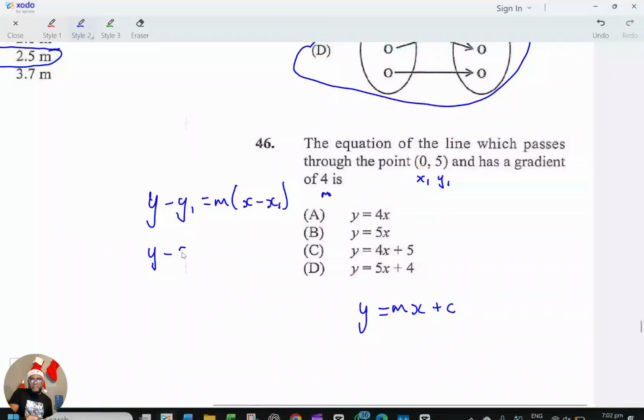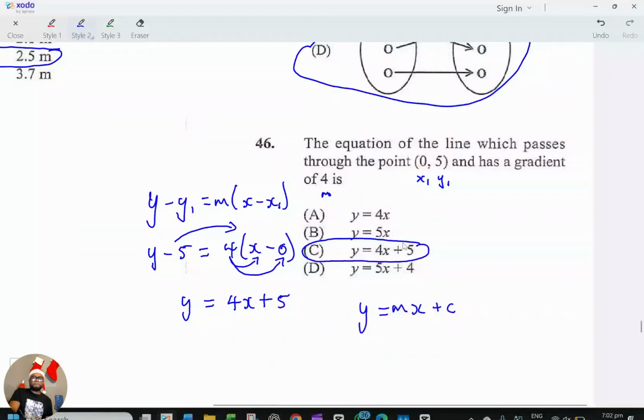So it'll be y minus 5 is equal to 4 by x, which is 0. X1 is 0, right? So this will be y. You're going to carry the minus 5 on this side. When you multiply 4 by x, you'll get 4x, and 4 by 0 is 0. So there'll be 4x on this side. So y is equal to 4x plus 5, which will be c. Okay? Y is equal to 4x plus 5.